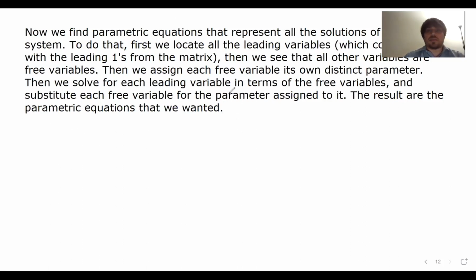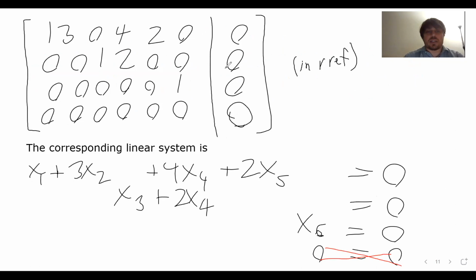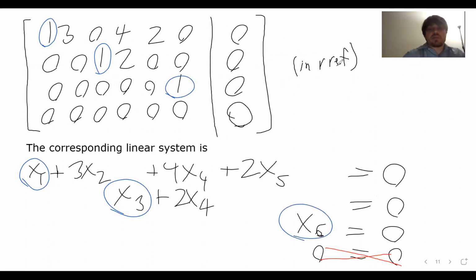Let's locate the leading variables. The leading variables correspond with the leading ones. This is a leading one, that's a leading variable. This is a leading one, this is a leading variable. This is a leading one, that's a leading variable. All the other variables are free variables. So that's a free variable, this is a free variable, and these are all free variables. Maybe I'll circle each of the free variables once instead of every time it appears. I'm circling x4 twice, but it's only one variable.